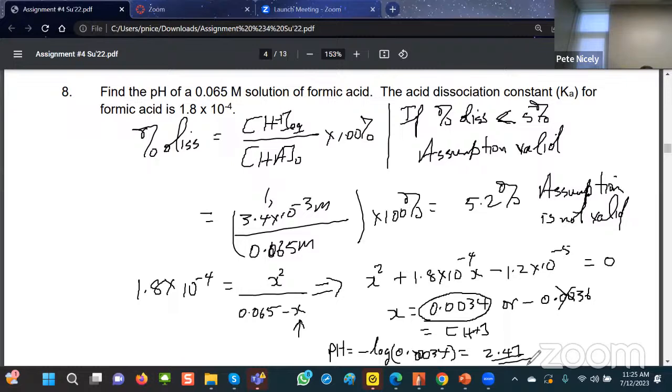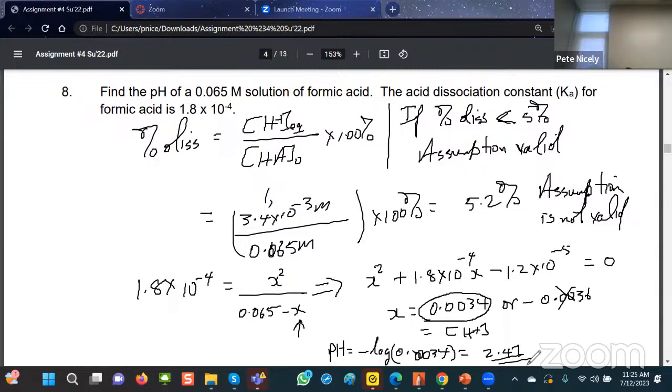Okay, any questions about this one? Any questions? I have a question. Yes, sir. So the assumption wasn't valid, right? Because the percent dissociation was greater than 5, right? But then we went through and did the whole thing with the quadratic equation, and we ended up getting the same number we got with our assumption. Yeah, exactly. And sometimes that happens.